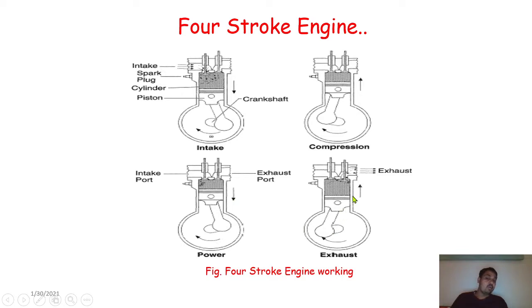Finally, the piston will again move from bottom to top dead center. Whatever exhaust gases are present inside the engine cylinder should leave to the atmosphere, so the exhaust valve will remain open, and because of this opening of the exhaust valve, the gases present inside the cylinder are sent to the atmosphere. That is, the exhaust gases come out from the silencer. During this process the inlet valve remains closed and only the exhaust valve remains open. During the process of expansion or power, both valves remain closed.